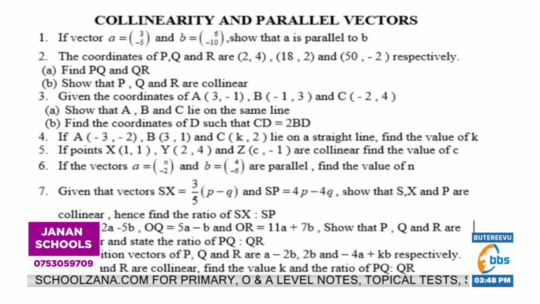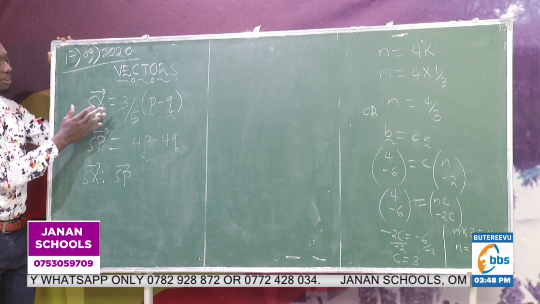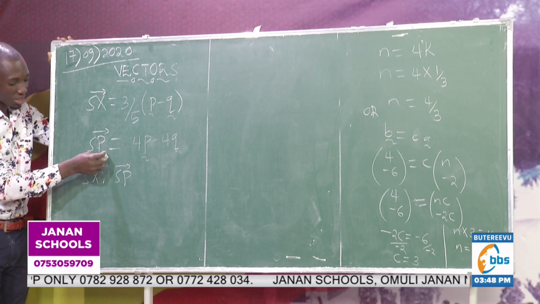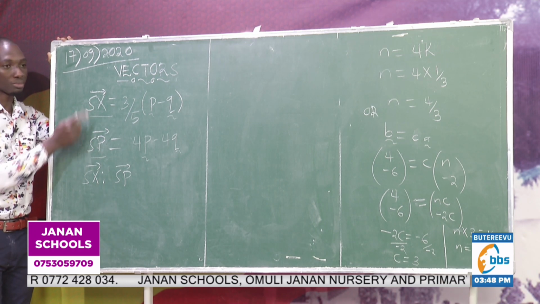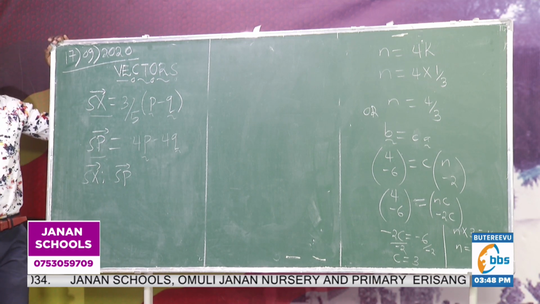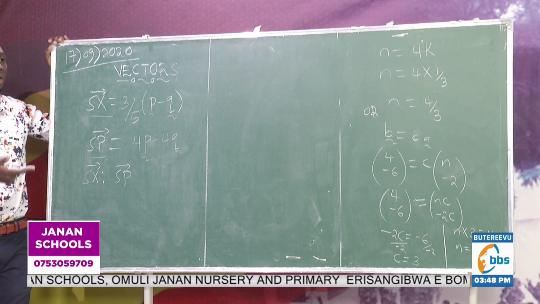So we're having Sx equals 3 out of 5 times p minus q. Also, I have Sp given by 4p minus 4q, telling me to show that S, x and p are collinear, or they are lying on a straight line. One thing is that now they have given us the Sx, also we have Sp. Let us do this now. So we have S, x, p. Sp is given, Sx is given, so I already have a common point S. Now my duty here is to express one in terms of the other, to show that they are parallel vectors.